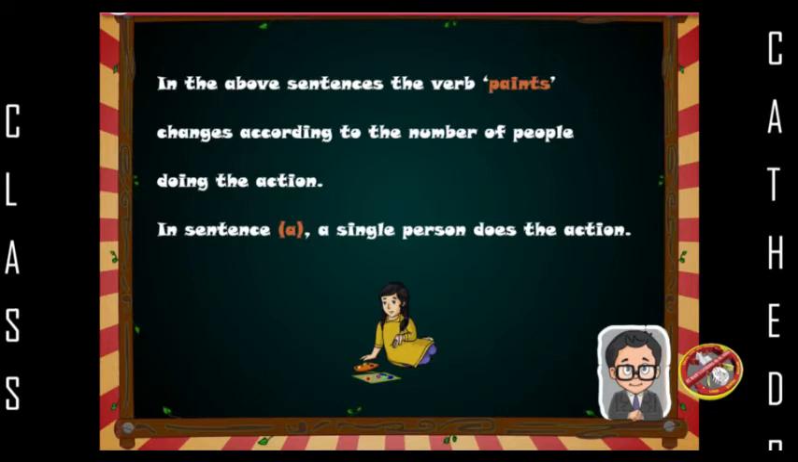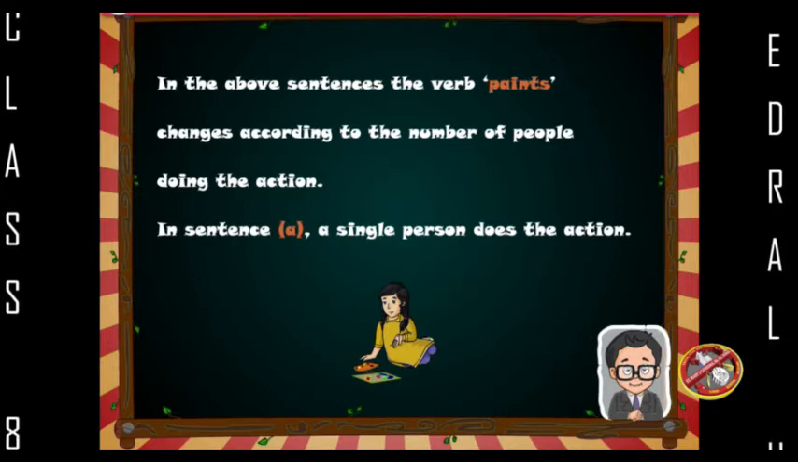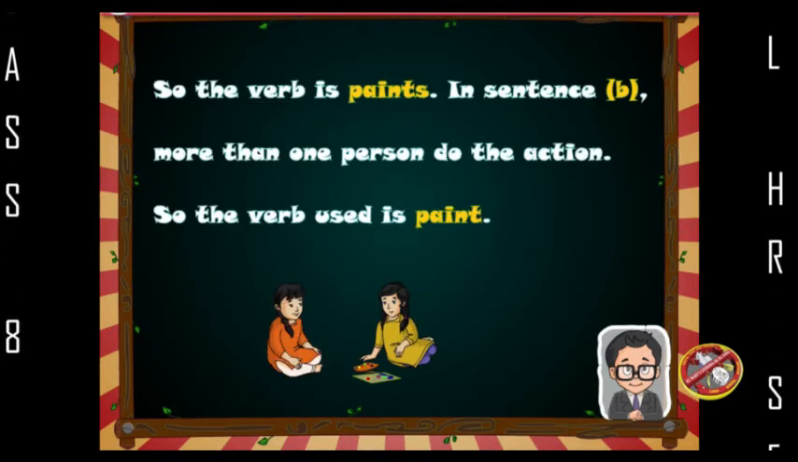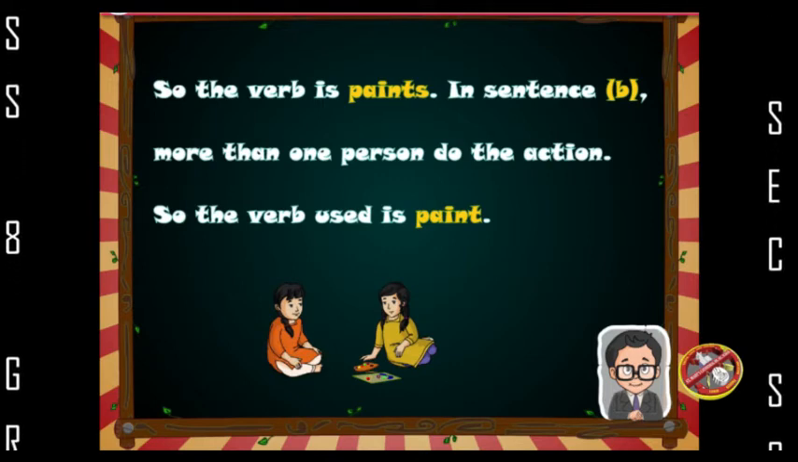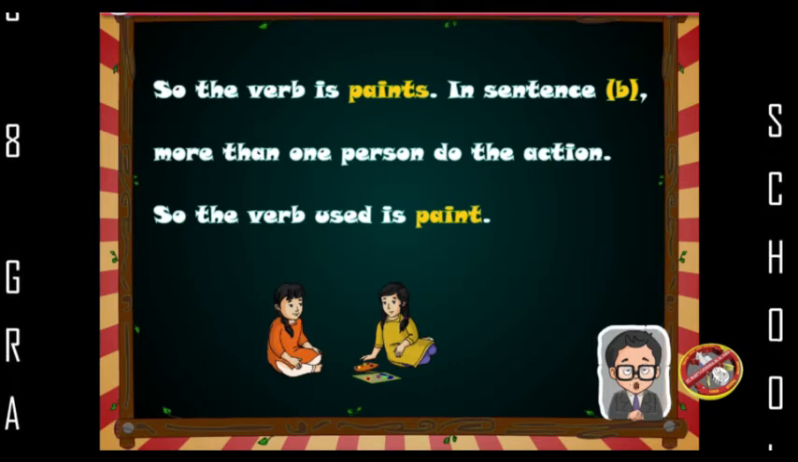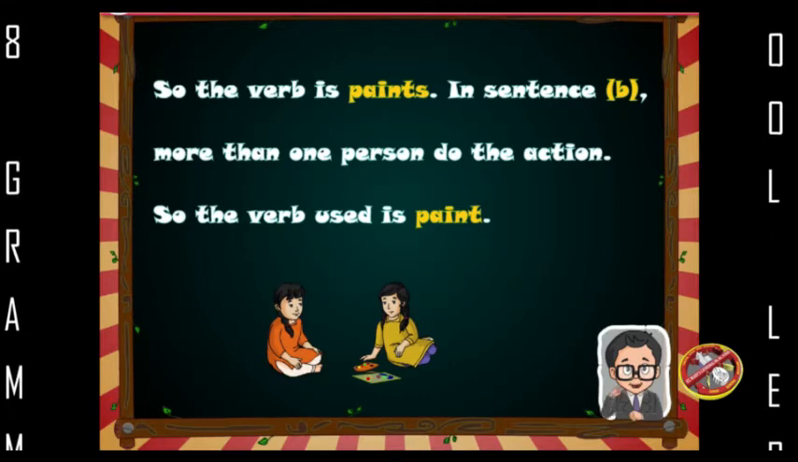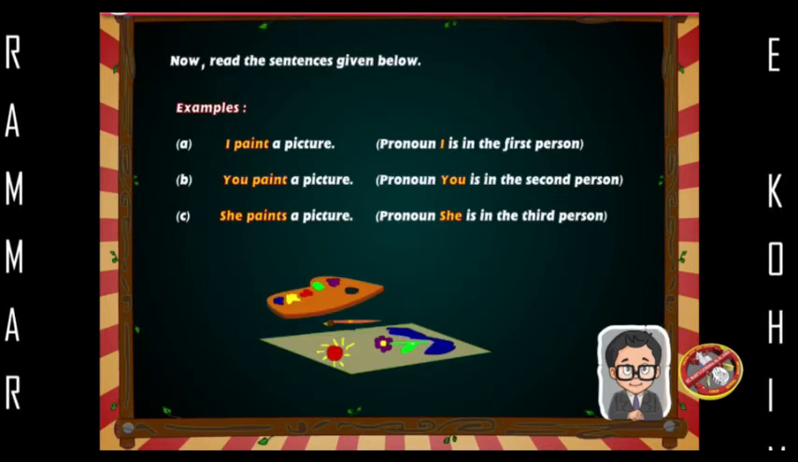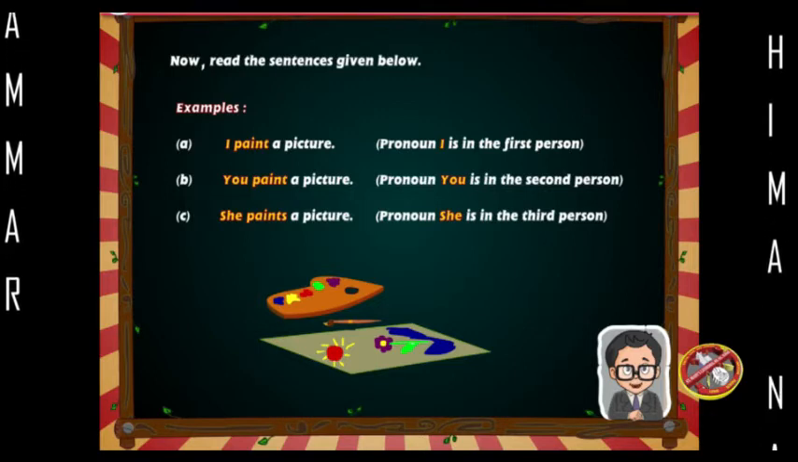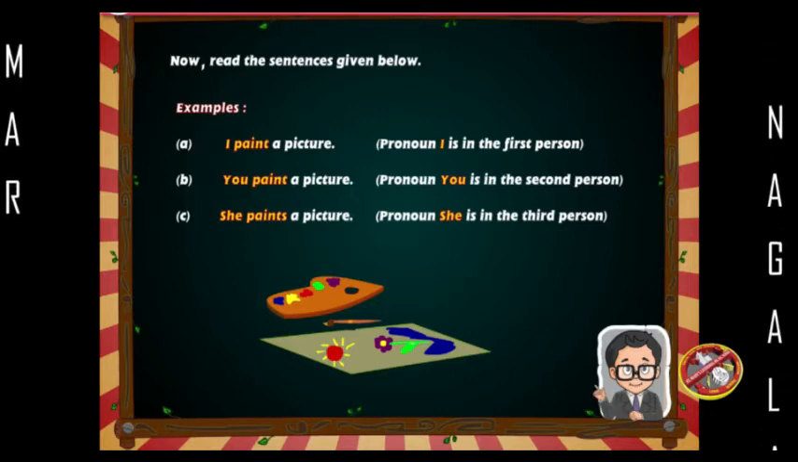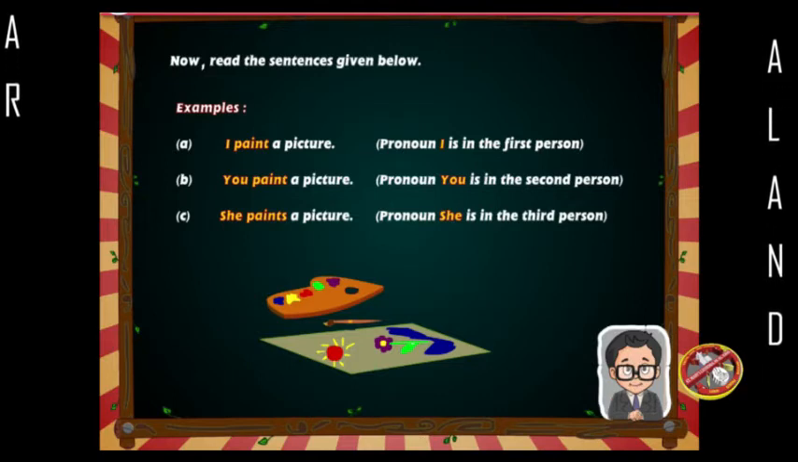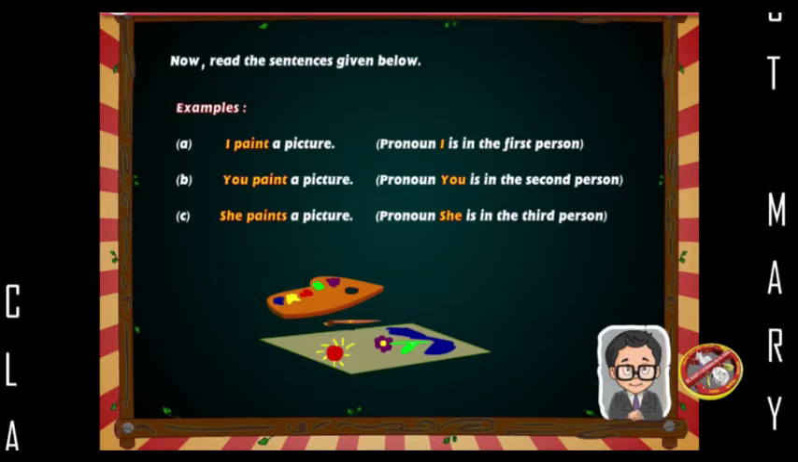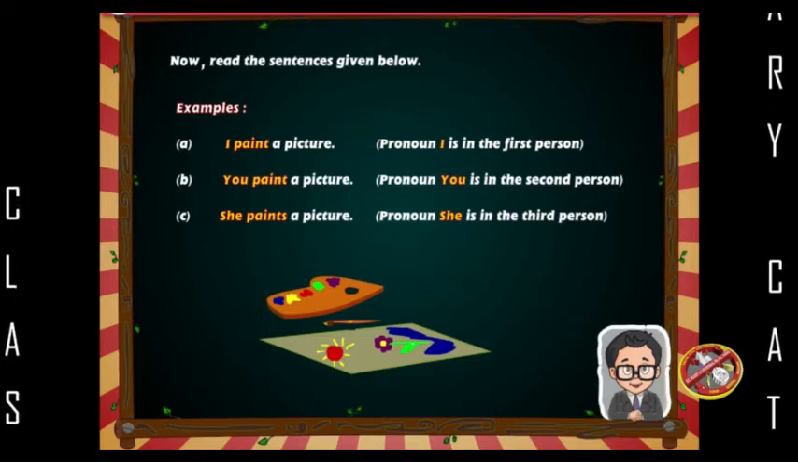In sentence A, a single person does the action, so the verb is paints. In sentence B, more than one person do the action, so the verb used is paint. Now, read the sentences given below. Examples. I paint a picture. Pronoun I is in the first person. You paint a picture. Pronoun you is in the second person. She paints a picture. Pronoun she is in the third person.